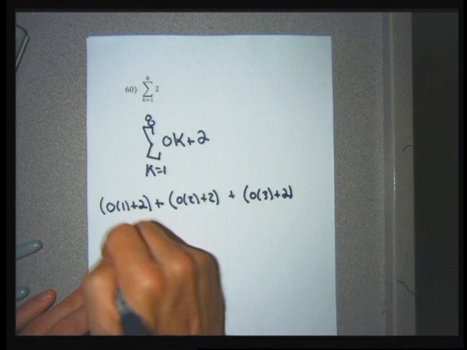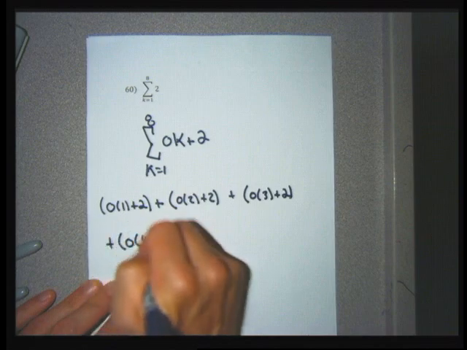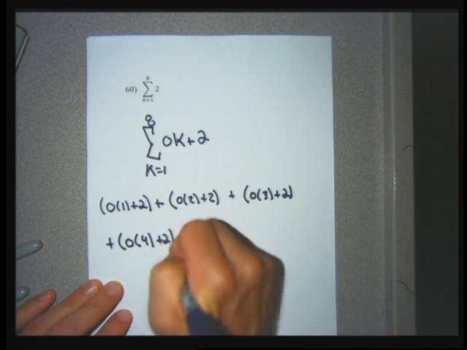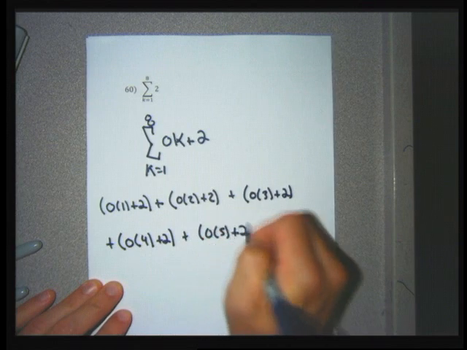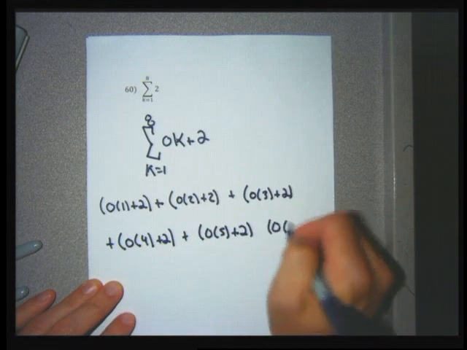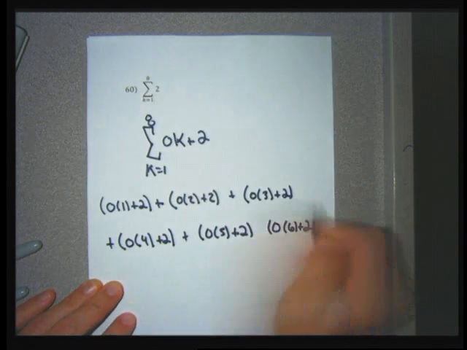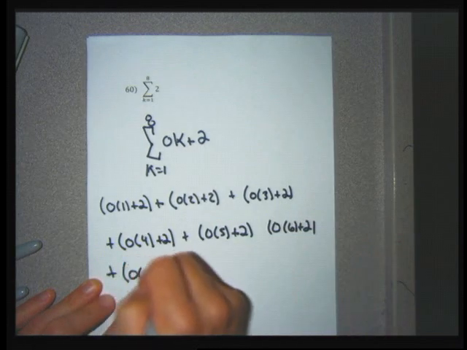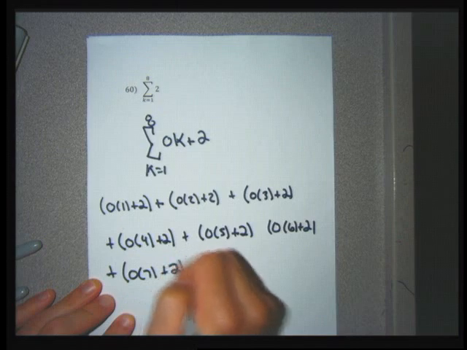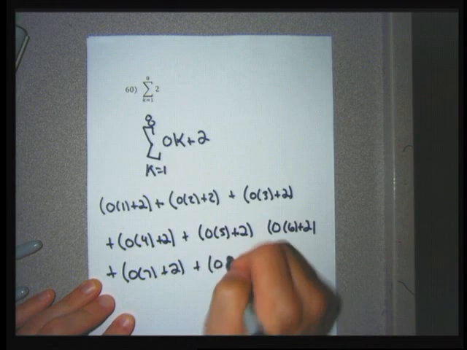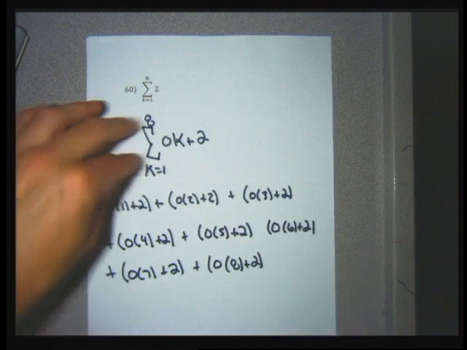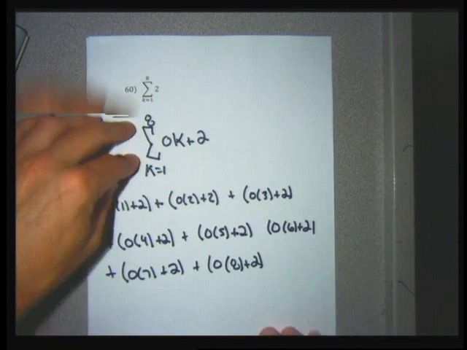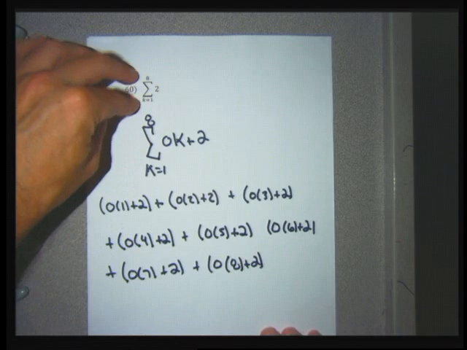Plug in 4 for k. 0 times 4 plus 2. Plug in 5 for k. 0 times 5 plus 2. Plug in 6 for k. 0 times 6 plus 2. Plug in 7 for k. 0 times 7 plus 2. Plug in 8 for k. 0 times 8 plus 2. So this is what's asked to do in the rewritten problem, which has the same solution as the original problem.